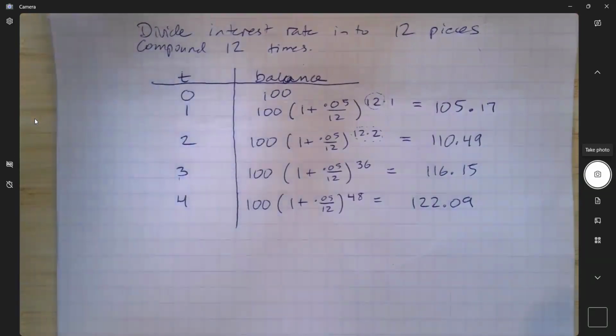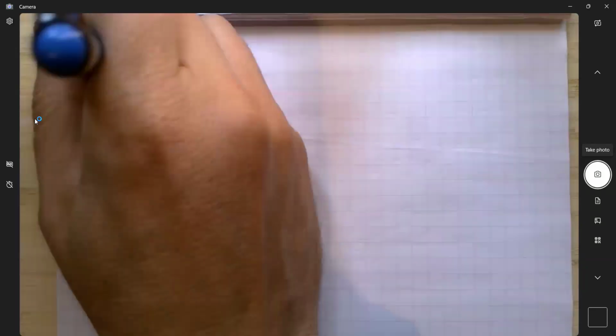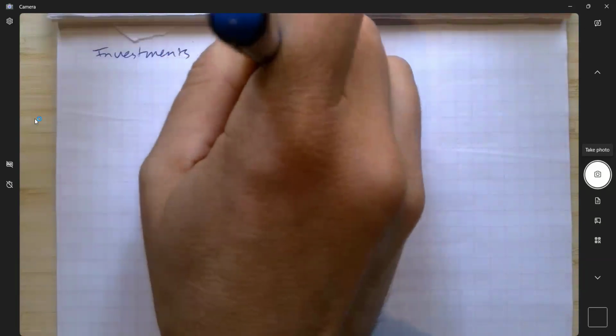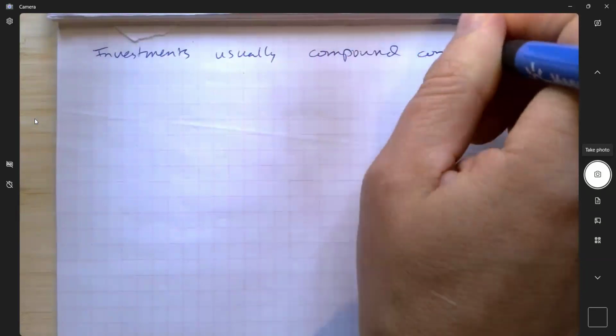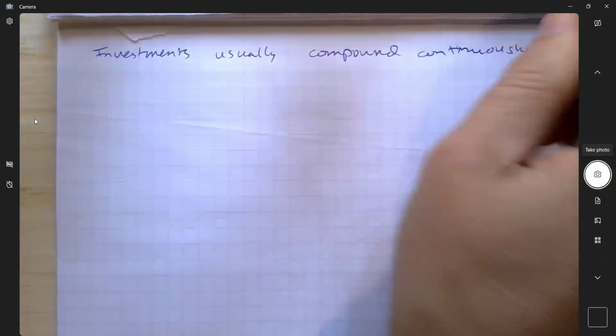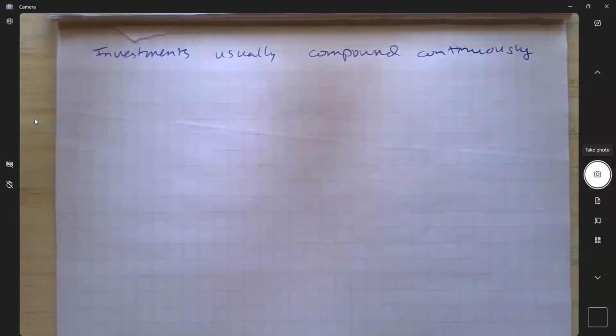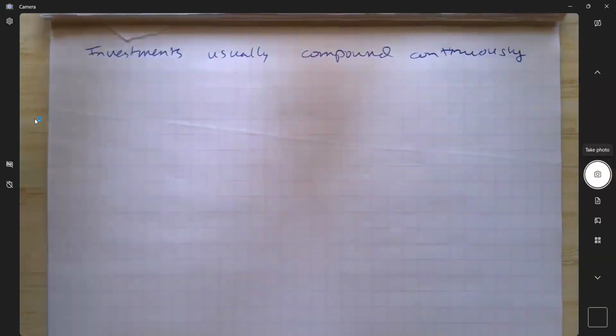So I've used loans so far because loans often use these type of terms. Maybe it's simple interest, maybe it's compounded once per year or once per month. Interest rates on investment accounts are usually different. So investment accounts usually compound or grow continuously. So it's not once per year or once per month or even once per day. It's with computers, it's like once per millisecond or picosecond.